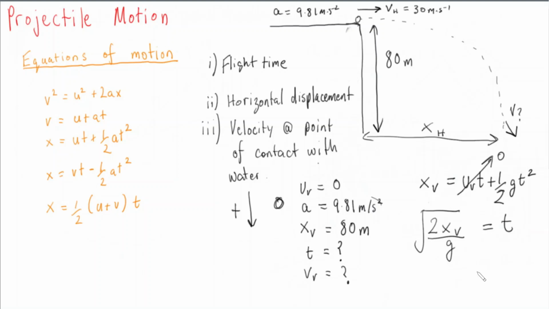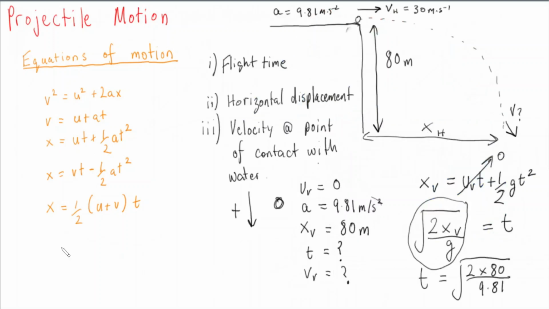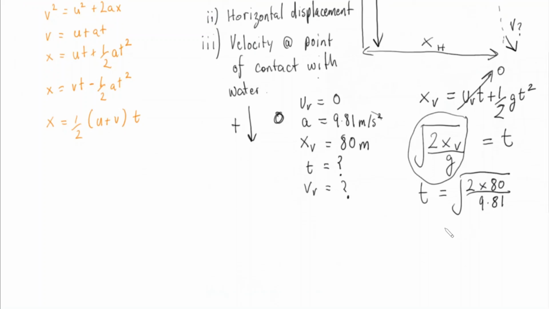So I'll go ahead and sub all my values in. So it'll be t is equal to the square root of 2 times 80 divided by 9.81. And I've just noticed that I've actually made a mistake in the last slide where I've derived the equation for t wrong, so I'll just go back and fix that real quick. So time should actually be equal to 2 times xv divided by g, square rooted. So let's go back to our problem and let's plug these values into the calculator.